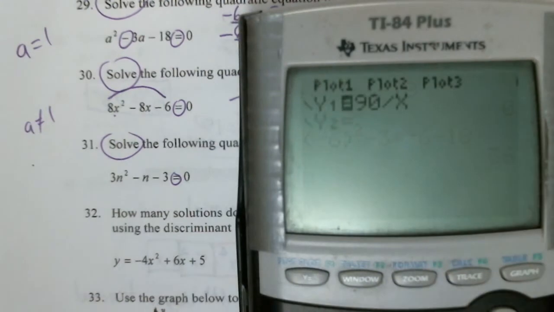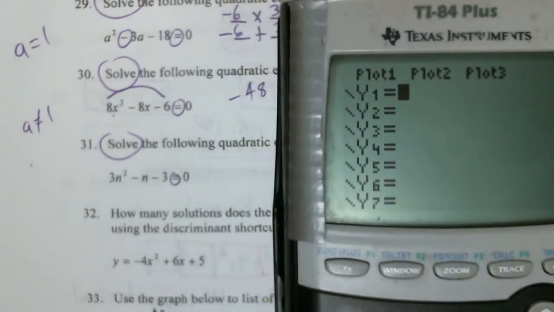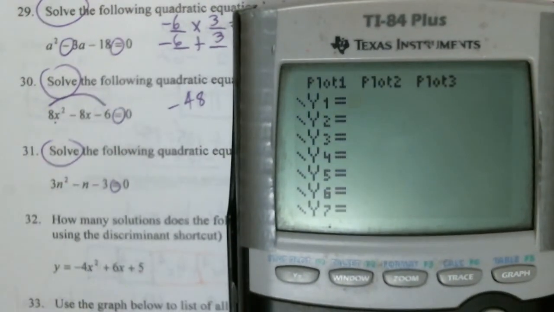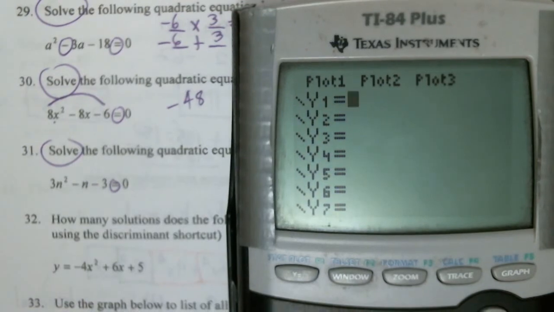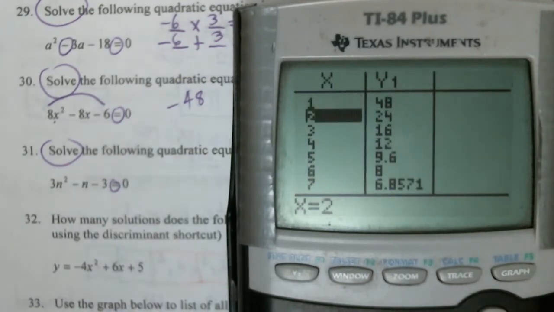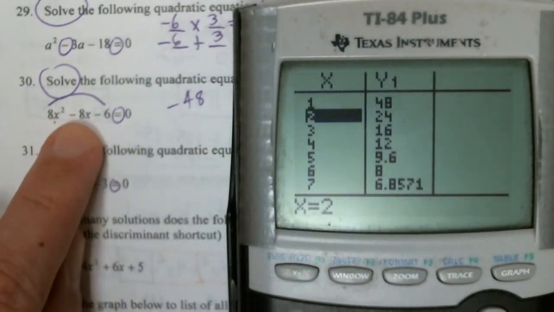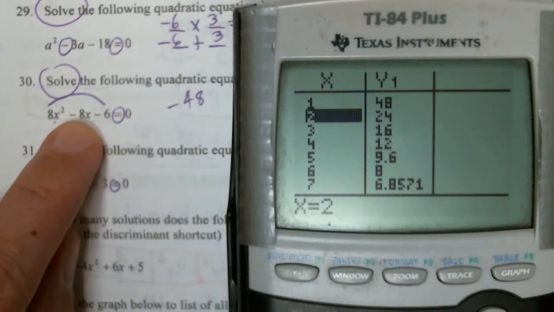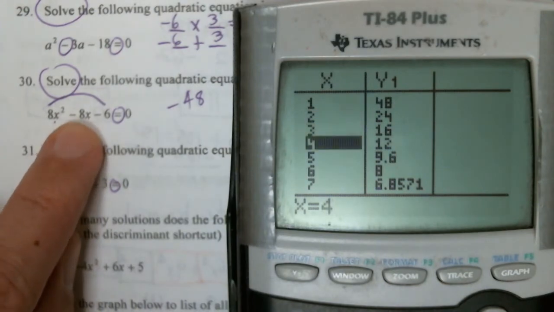That's a little bit higher of a number, so if you're not good with those numbers right off the top of your head, use this little trick. Press y equals, type in 48 divided by x, then second table. I'm looking for two numbers that are 8 apart from each other. There we go, 4 and 12. That will somehow get me to an 8.